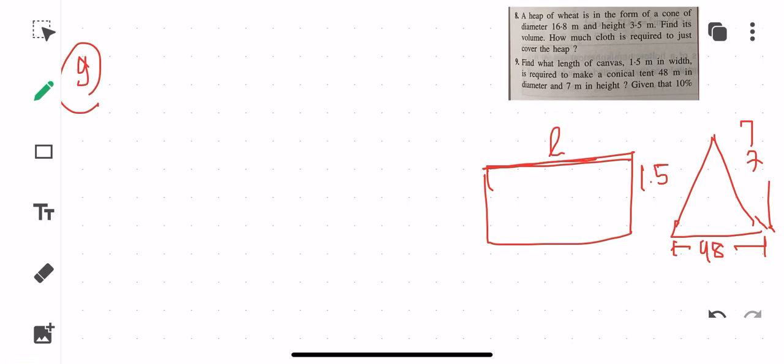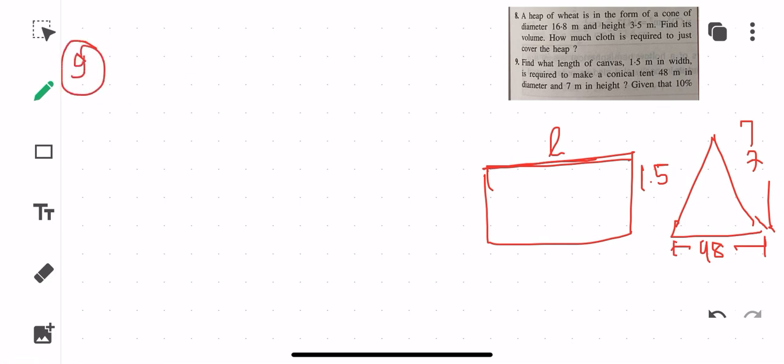Okay, so what we will be doing, children, write down: first you have to calculate curved surface area, because for calculating the area of canvas you have to remember you have to calculate curved surface area. And why curved area? Because, children, you don't put canvas at the base. Canvas has always to be put only in the lateral part or the curved part. Okay, so how are you going to solve this?